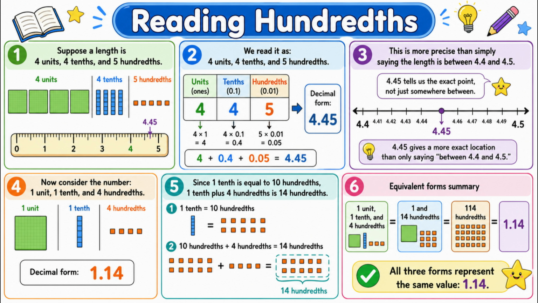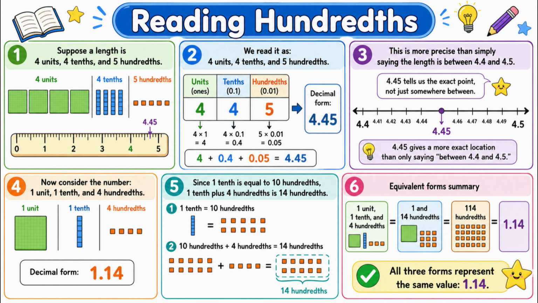Reading hundredths. Suppose a length is 4 units, 4/10, and 5 hundredths. We read it as 4 units, 4/10, and 5 hundredths. This is more precise than simply saying the length is between 4.4 and 4.5.